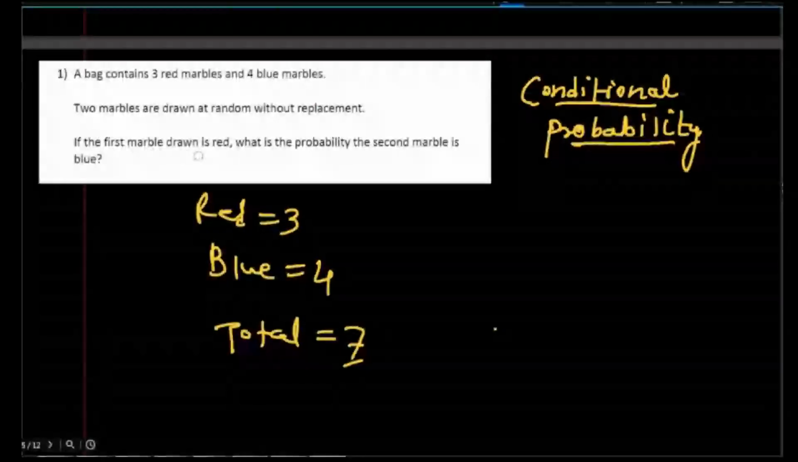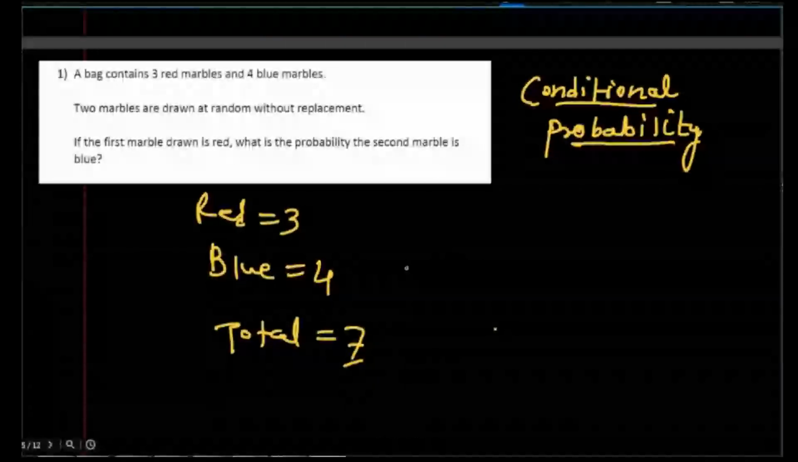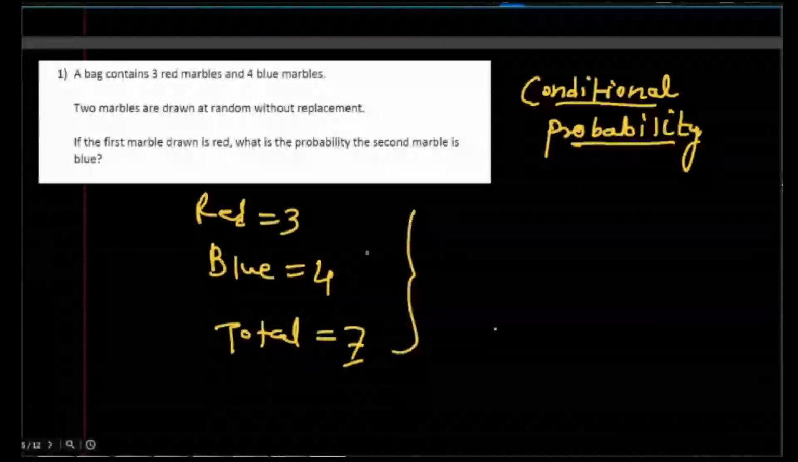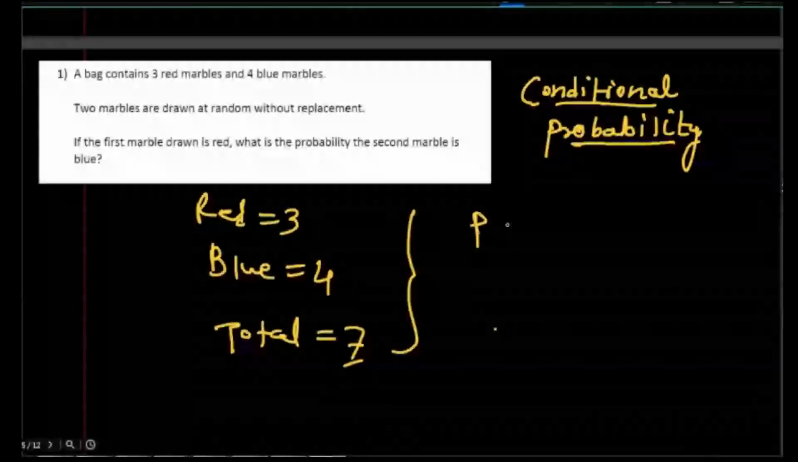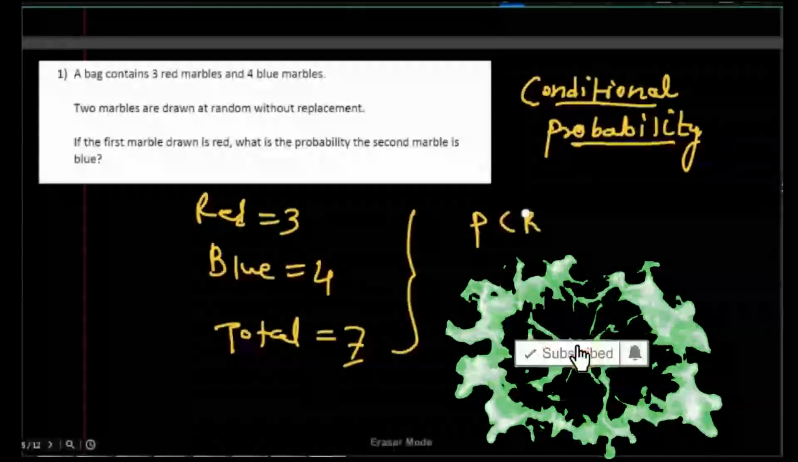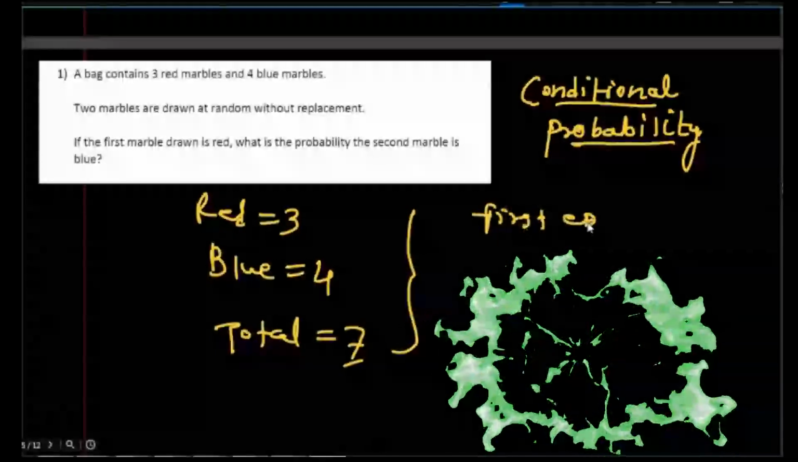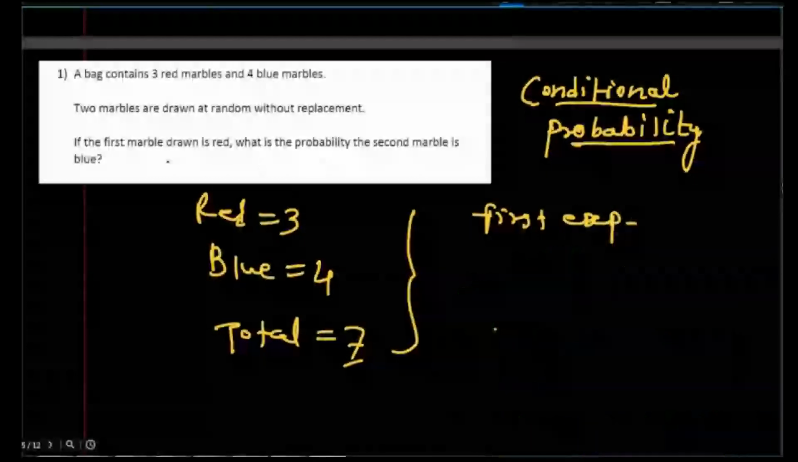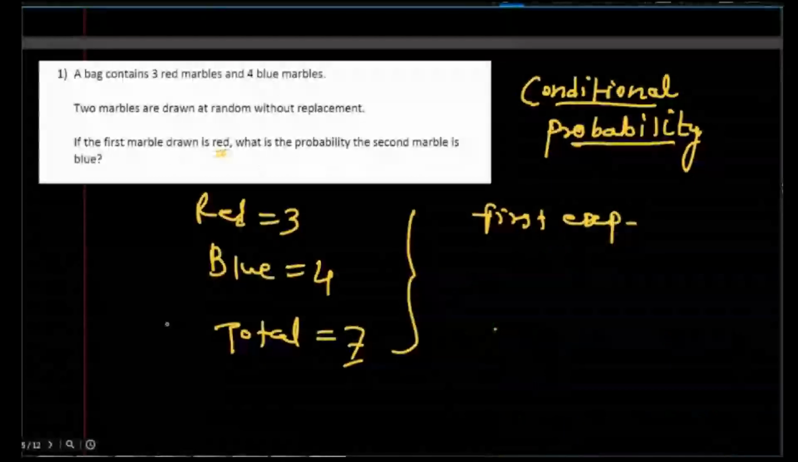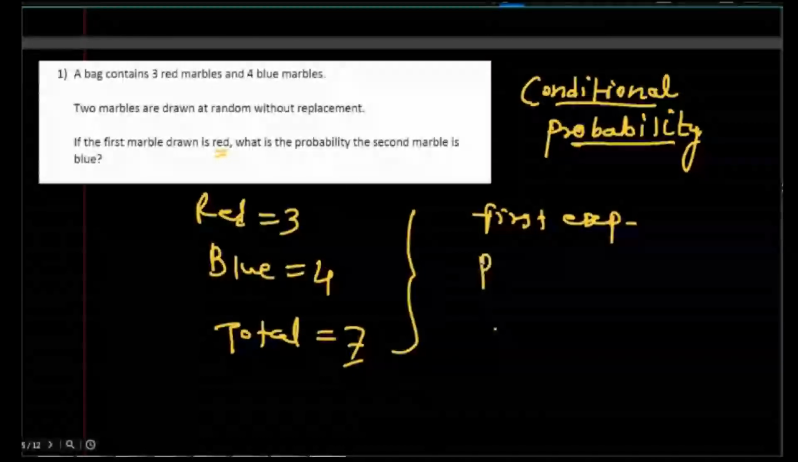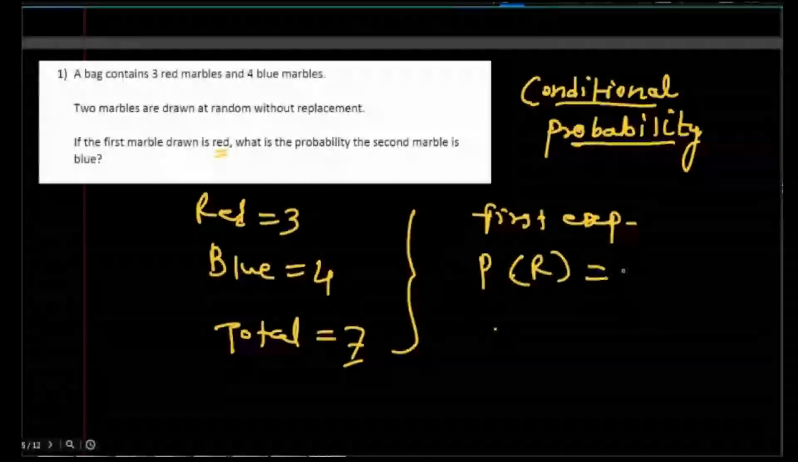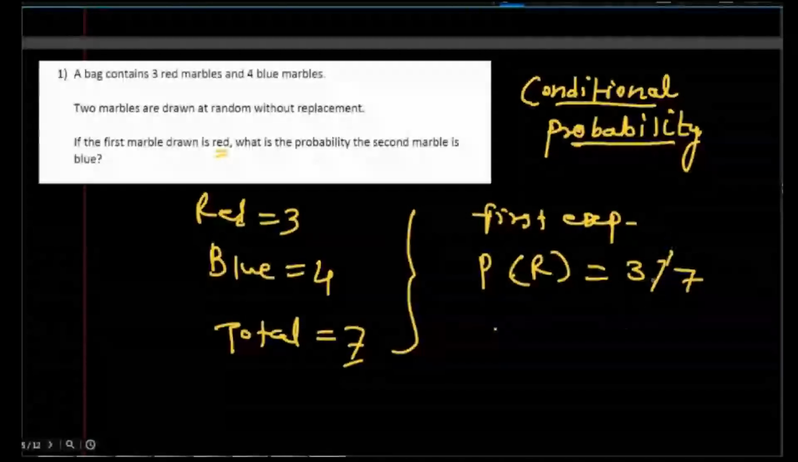If the first drawn marble is red, what is the probability that the second marble is blue? If the first drawn marble is red, what is the probability of red for the first experiment? So we will write this as the first experiment. What is done in the first experiment? One marble is drawn, and the outcome is that marble is red. So probability of red is equal to how much? 3 by 7. Am I correct? Probability of red is 3 by 7.